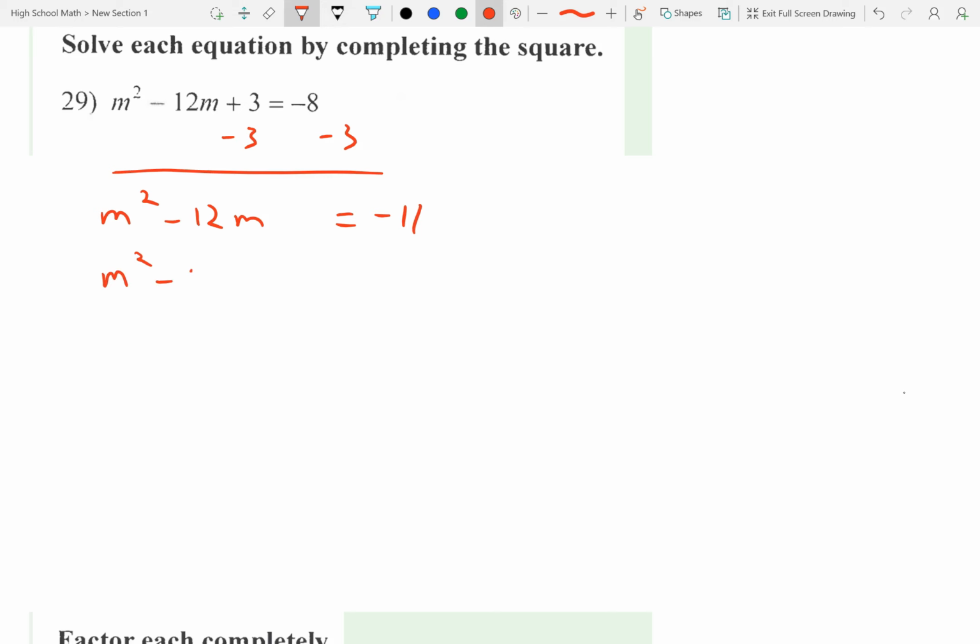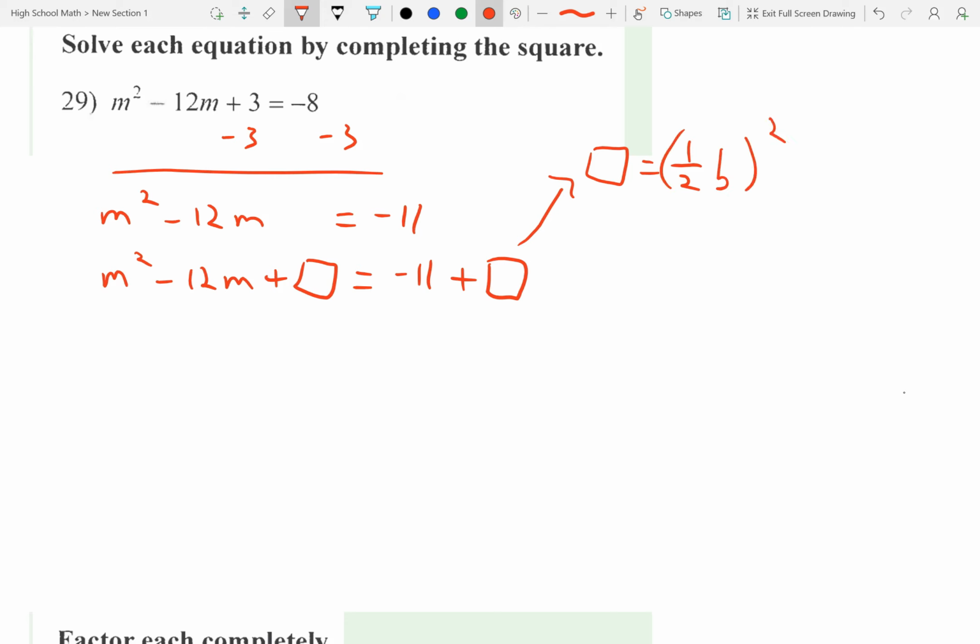The box number is going to be 1/2 of our b term squared. Or box is equal to 1/2 of b, that's the coefficient of our linear term, squared. In this case, since our b term is minus 12, b is minus 12 squared. Half of minus 12 is minus 6. Minus 6 squared is a positive 36. The box term is a plus 36. It's going to be convenient in this case.